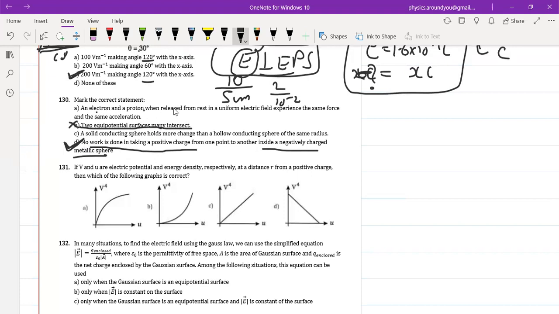An electron and a proton released from rest in a uniform electric field experience the same force and the same acceleration? No. a equal to qE by m. They may experience the same force, qE, but the masses of electron and proton are different, so they experience different acceleration. Therefore, statement A is incorrect. So the only correct statement is option D, where no work is done in taking a positive charge from one point to another because the entire surface is an equipotential surface.